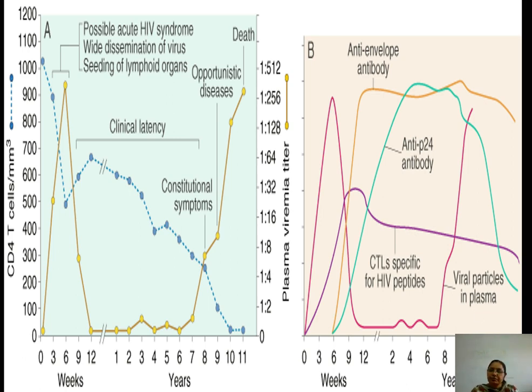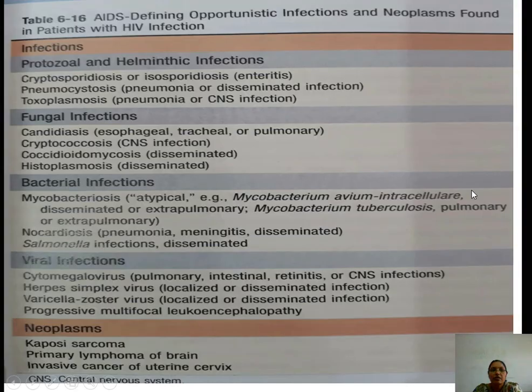Now coming to this table, which is showing the different opportunistic infections in HIV patients, like protozoan and helminthic infections: cryptosporidiosis, pneumocystis, toxoplasmosis; fungal infections like candidiasis, cryptococcosis, coccidioidomycosis, histoplasmosis; bacterial like Mycobacterium, nocardia, salmonella; viral like CMV, herpes simplex, HHV8, varicella zoster virus; and different neoplasms like Kaposi sarcoma, lymphoma of the brain, and cancer of the uterine cervix.